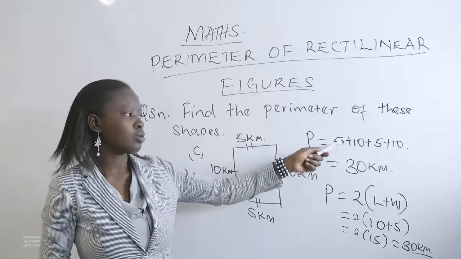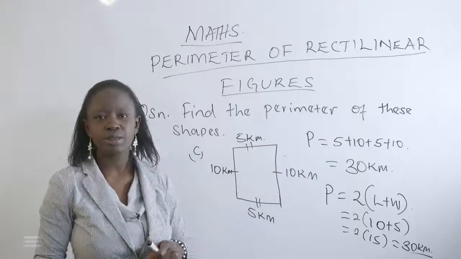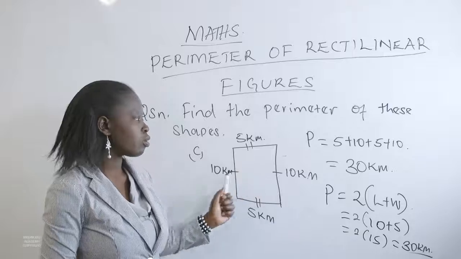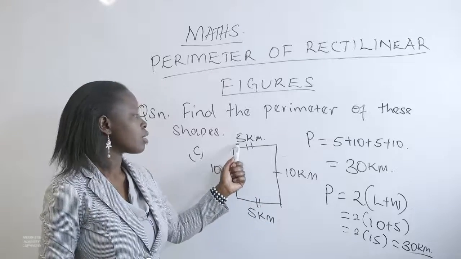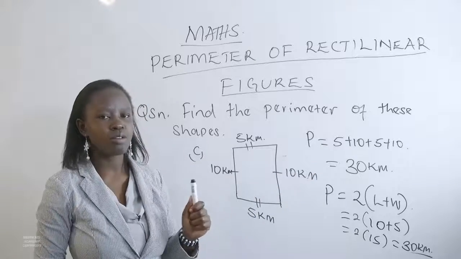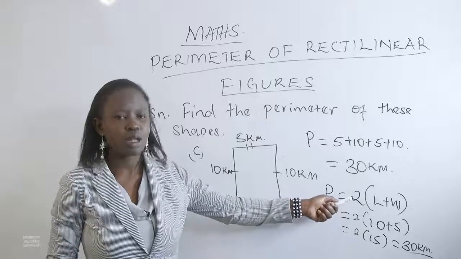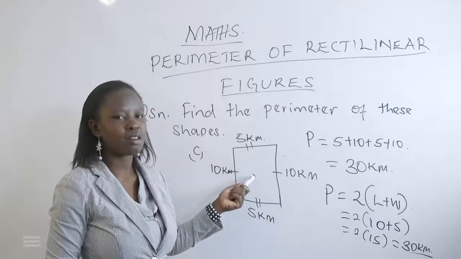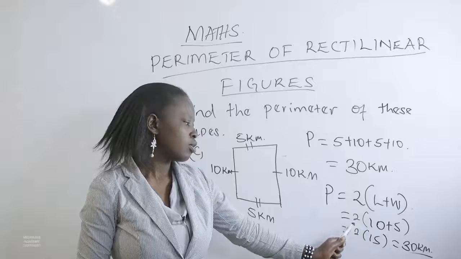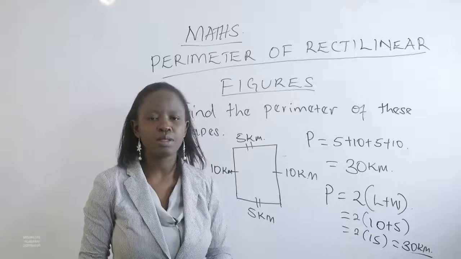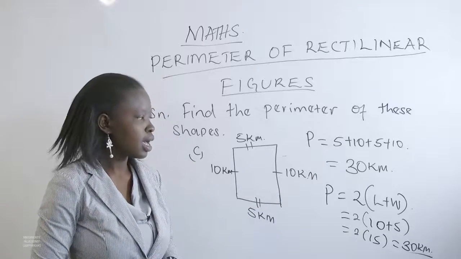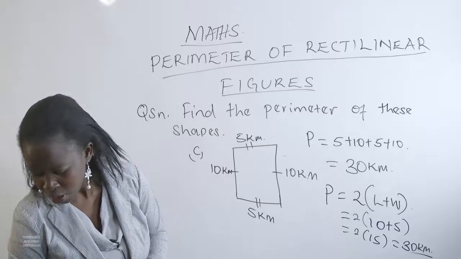We can either decide to add, because we've simply said that perimeter is the distance around the outside of this given shape. So we can simply get the distance around the shape by adding whatever digits we have. Or alternatively, we can apply the formula whereby we are saying perimeter of a rectangle is given by 2 into length plus width, so that we are having the distance around this given figure, or the perimeter of the figure, as 30 kilometers.